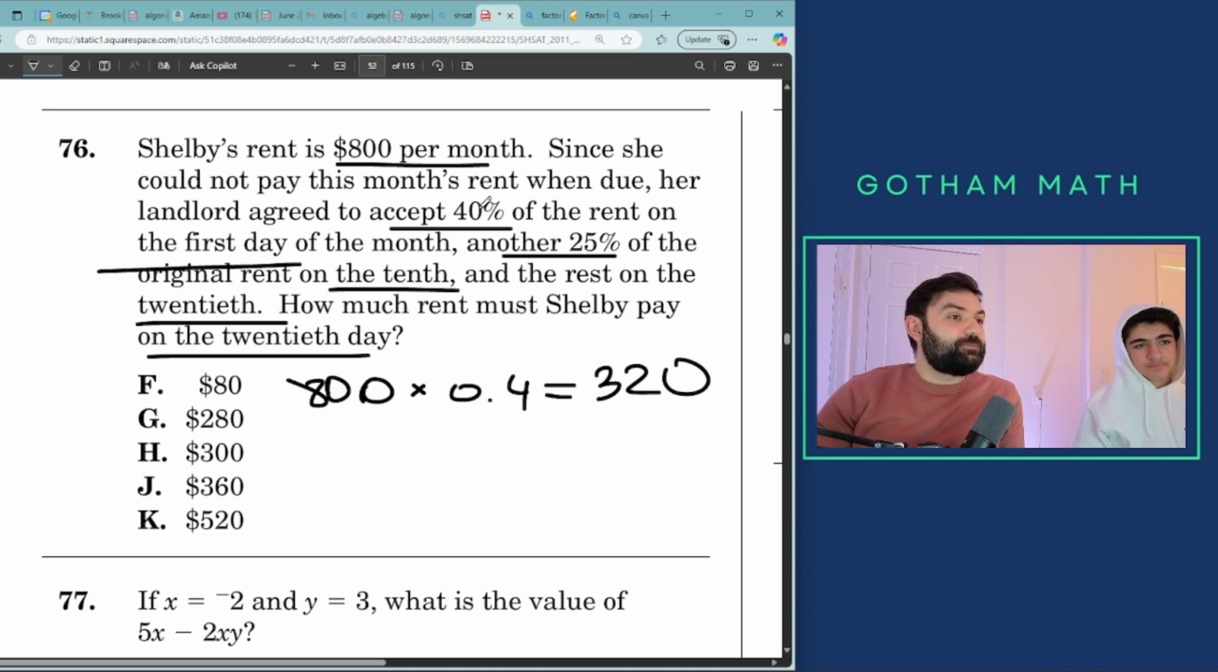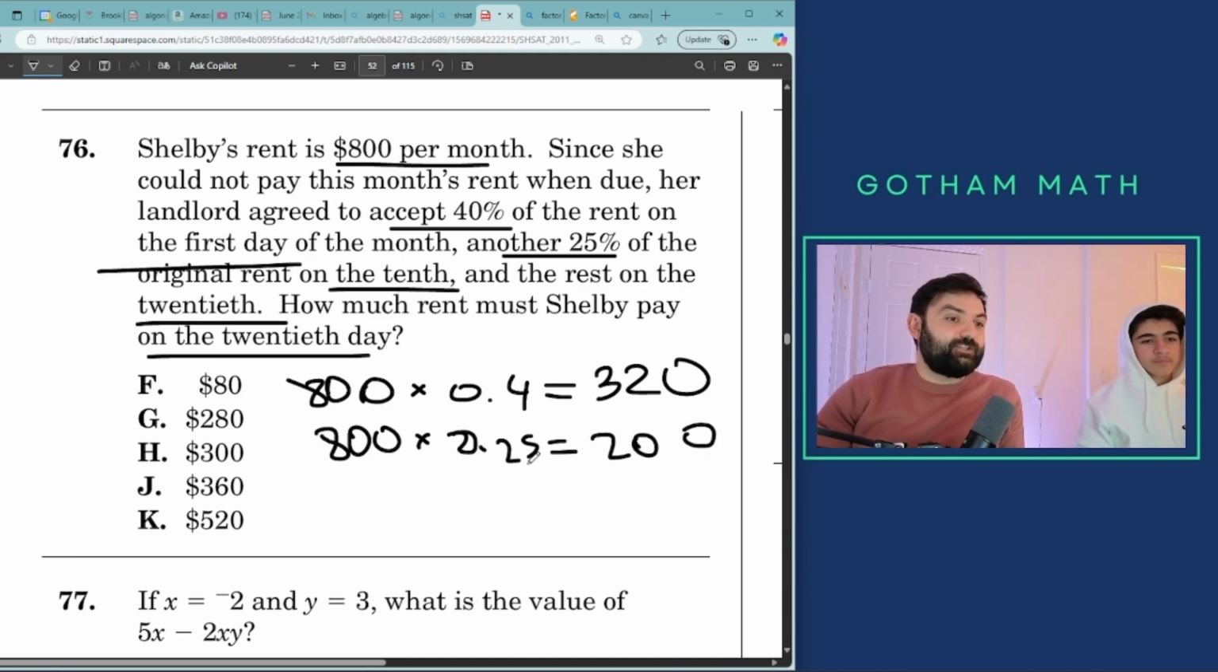320 is what she paid to the landlord. She owes 800, right? She paid 320, then she paid another 25%. What is 25% of 800? It's a quarter, right? What is 1/4 of 800? It's 200. So she paid 320, then she paid 200. How much is left to pay? So right now it's 520, right?